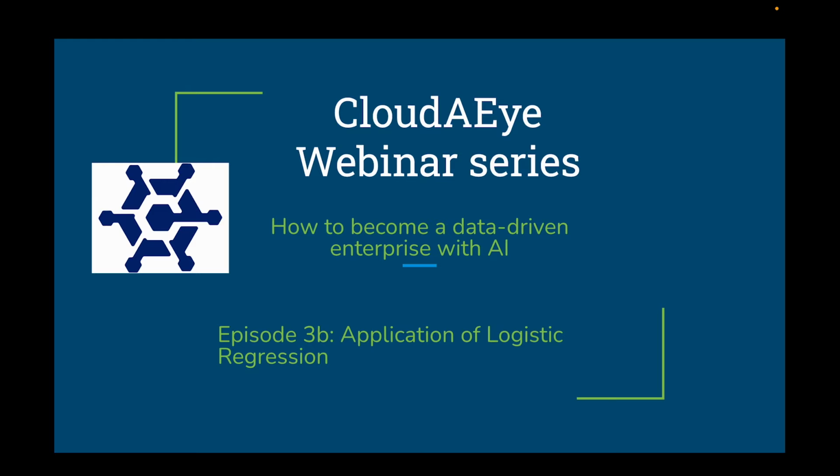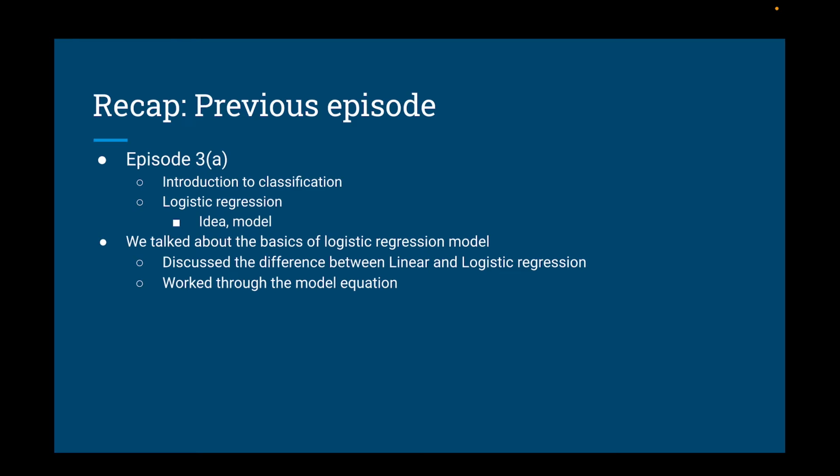Okay, so just to recap, in our previous episode, we introduced the concept of classification and we looked into the basic operating principles of logistic regression. We looked into the idea of logistic regression and also took a look under the hood at how the model is defined and how we go from linear regression to logistic regression that gives us a classification. Okay? And we also worked through the model equation.